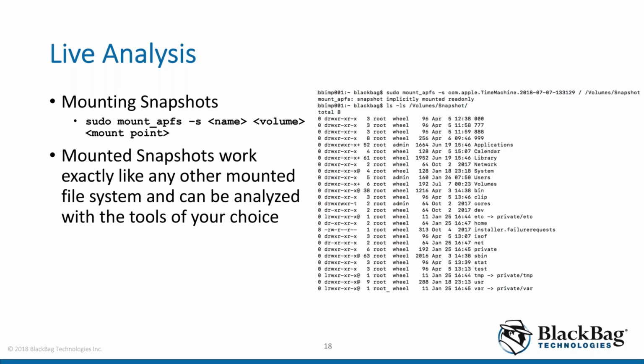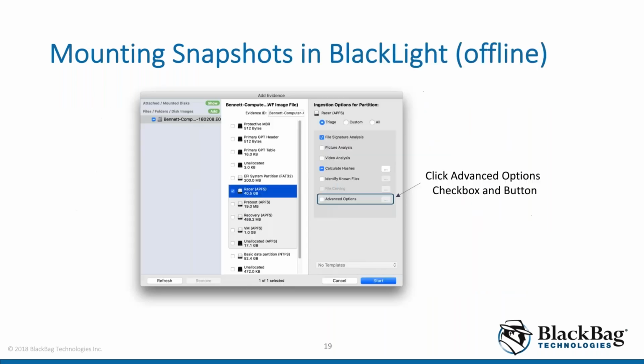We have an example here on the right-hand side where I'm mounting a snapshot from July 7th, and I'm mounting it in a volume/snapshot directory. Then you can just list that directory. You can use any tool you'd like. So that's how you analyze these things on a live system if you don't have any tools on hand.